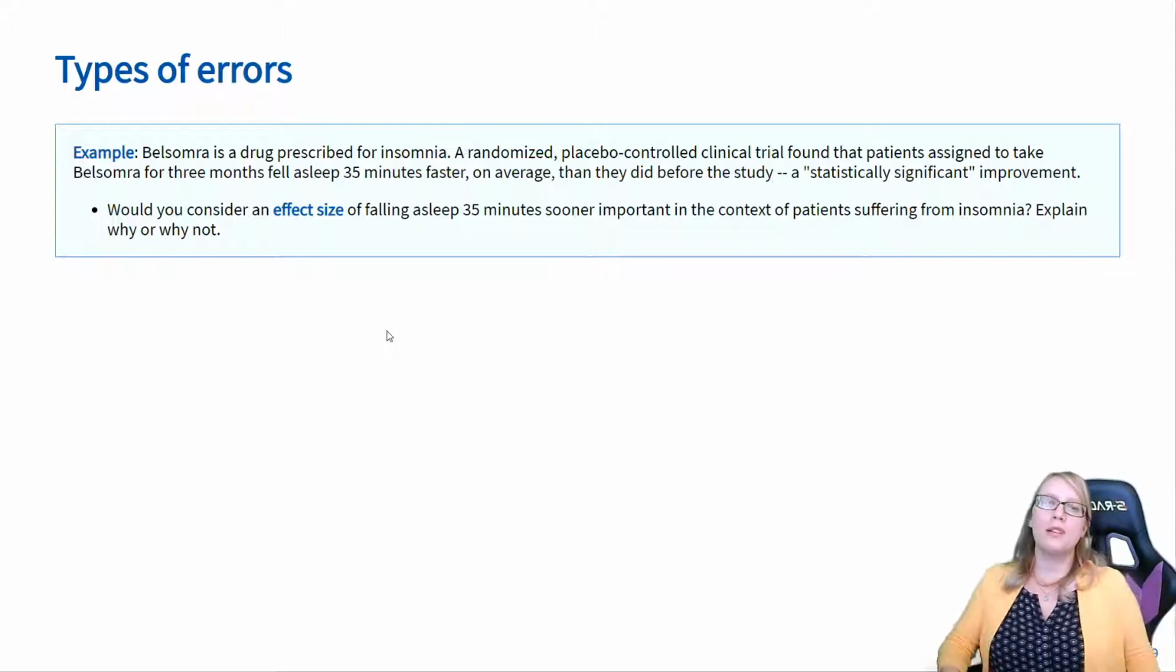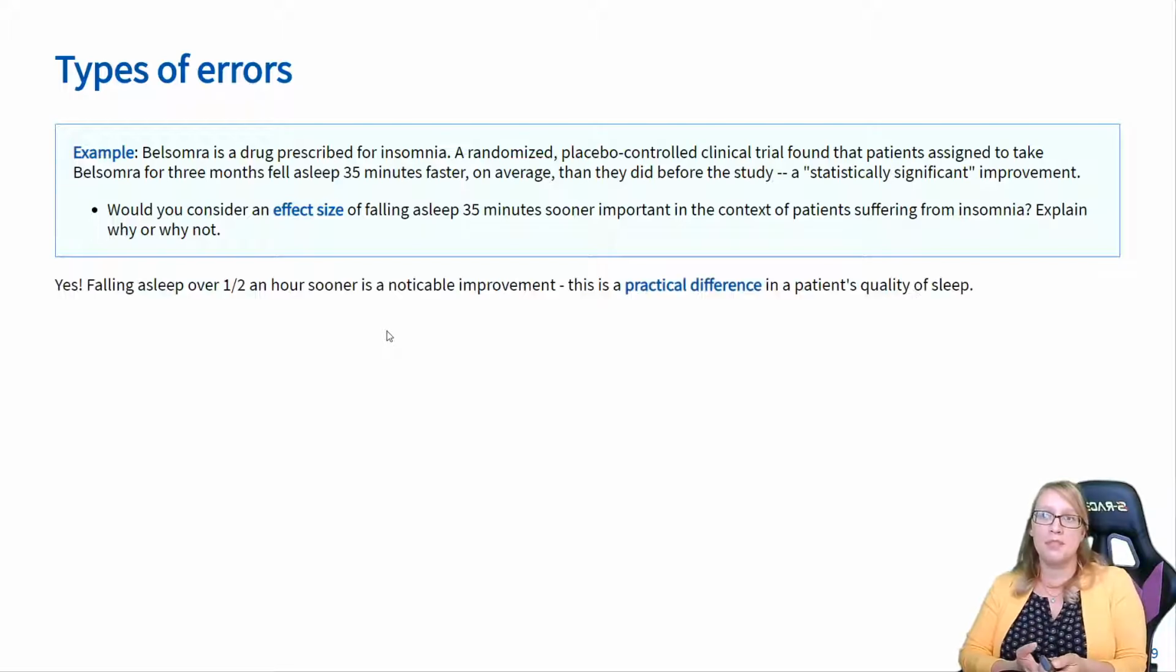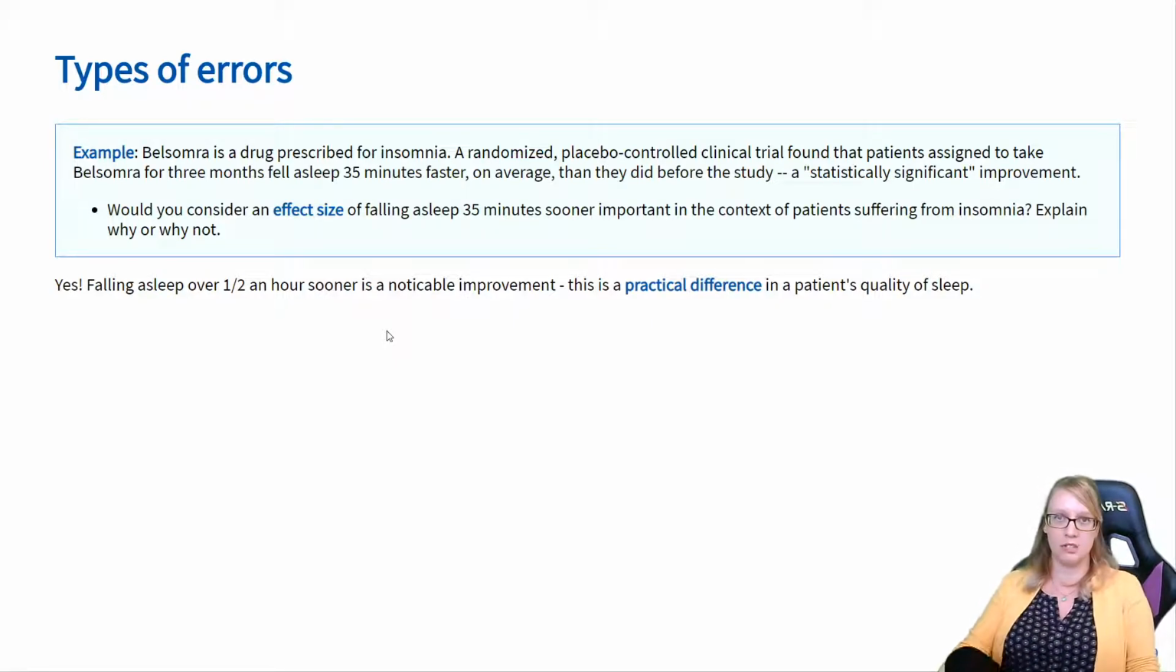Let's think about the practical implications of this. Would you consider falling asleep 35 minutes sooner, or an effect size of falling asleep 35 minutes sooner, important? Absolutely. If I fell asleep half an hour sooner than I did before, that is a major practical difference in the quality of one's sleep. So that is a practically important or practically significant or a clinically relevant result.